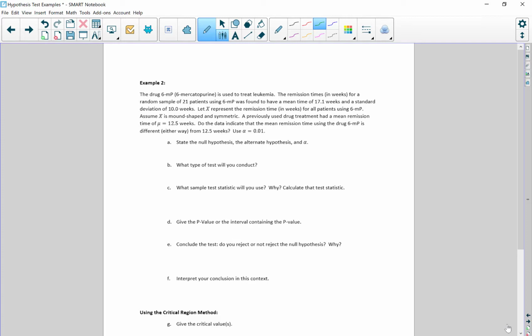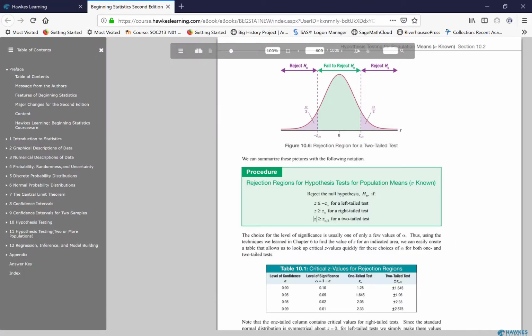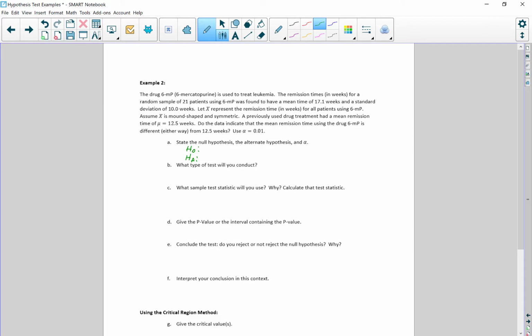So does the data indicate that the mean remission time using 6-MP is different either way from 12.5 weeks, using alpha equaling 0.01? In this case, start out the same way. State the null, state the alternative, and alpha. Our null and alternative, remember, are based off of the information you have. What are we being asked to test? Does the data indicate that the mean remission time is different either way? Different just means not equal to. So that's going to be our alternative, again, because it has inequality.